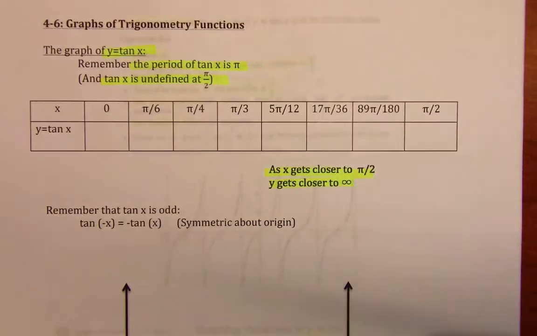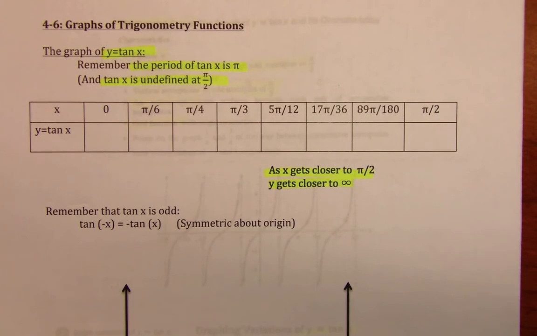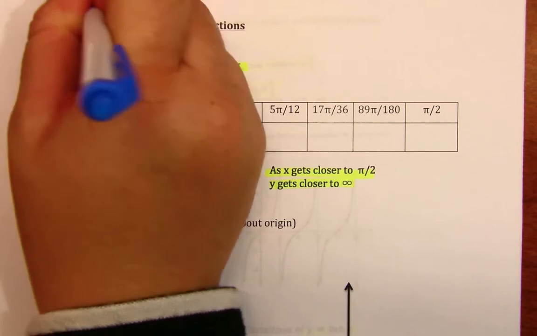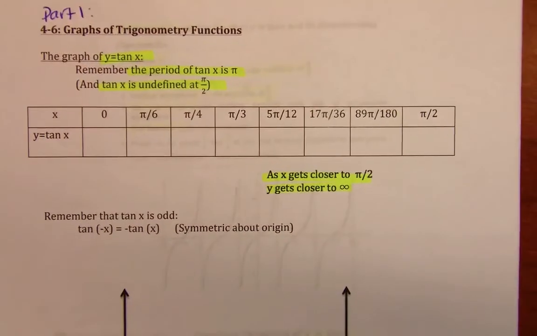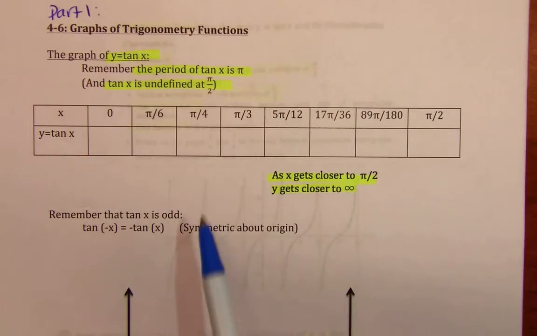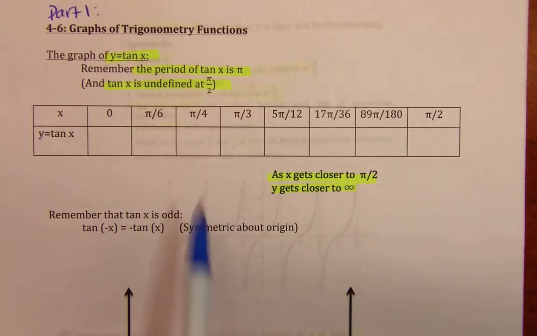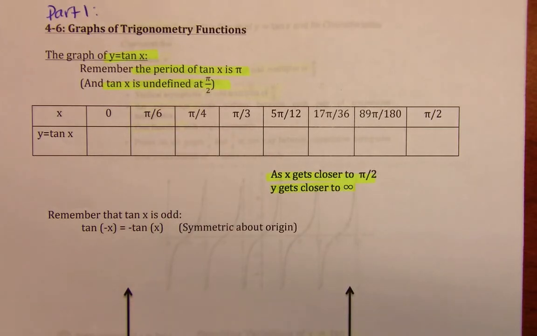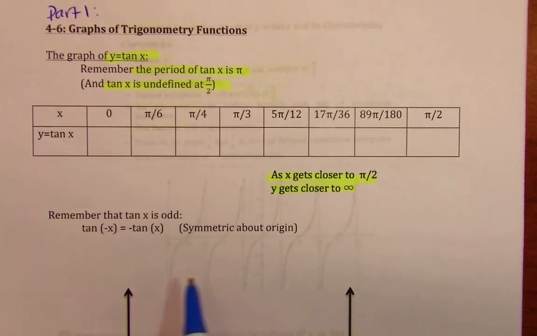Okay, so now in 4-6, we are looking at the rest of the trig functions and how to graph them. This is going to be part 1, and we're going to look at tangent and cotangent. So looking at the graph of tangent first, we're evaluating tangent at these angles. And you'll notice that the angles I'm choosing are different than sine and cosine. And I'll explain in a minute the reason why.